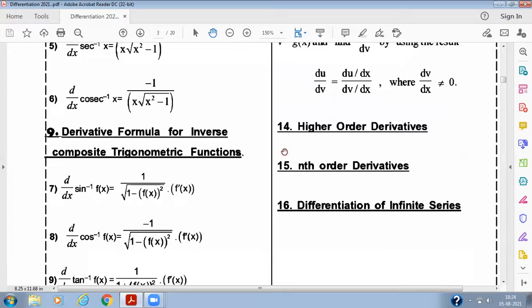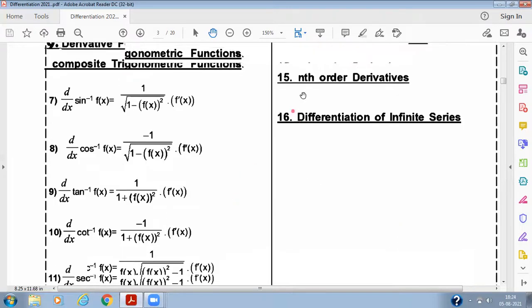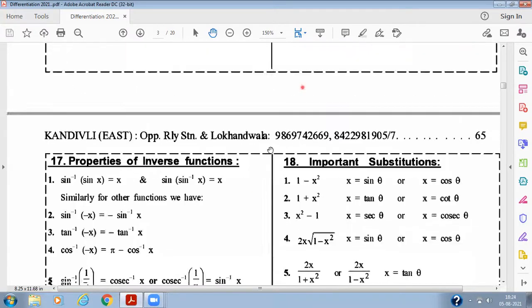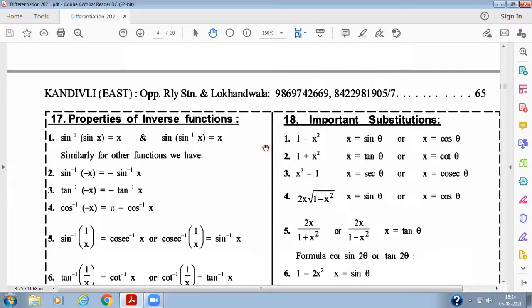Recollect theory lectures. Then the 14th point, we have seen higher order derivatives. The 15th point, we have seen the nth order derivative. And the 16th point, we have seen differentiation of infinite series. So all these things, we have done in detail in theory lectures.